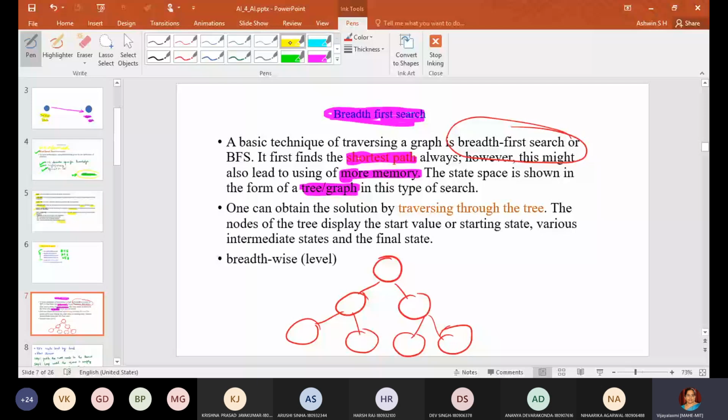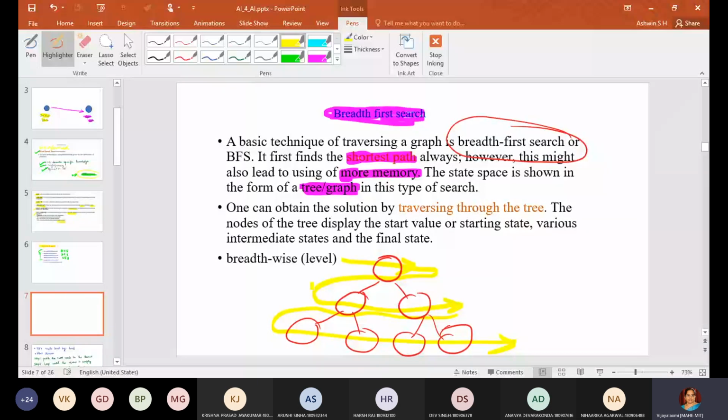So it will go like this. It will come back. Next, this is the way it goes. Then it will come back. Third, this is how it goes. So this is breadth wise. First it will cover the first level, then it will go to the next level, then to the third level. This is how it does the traversing.